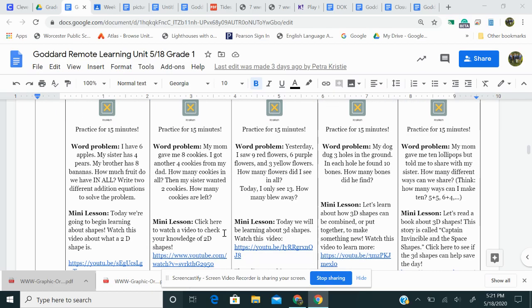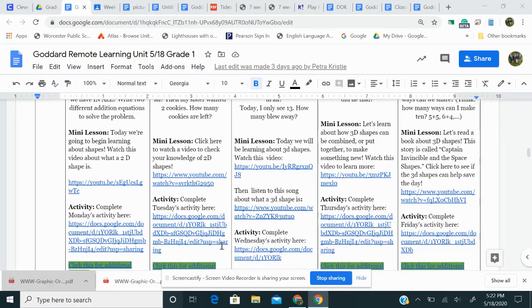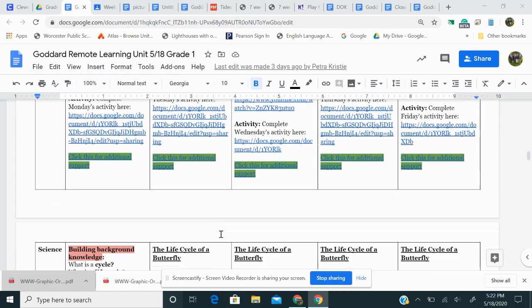Here is your mini lesson. Click here to watch a video to check your knowledge of 2D or two-dimensional shapes. Here is your activity. Complete your activity here. Click on this link. Here is this green link here. You can click on this if you need additional support or help with this.